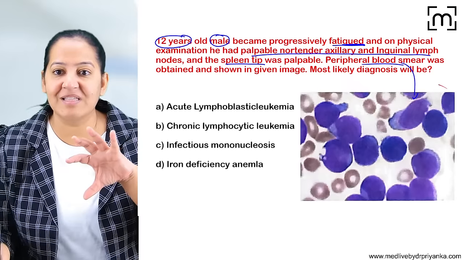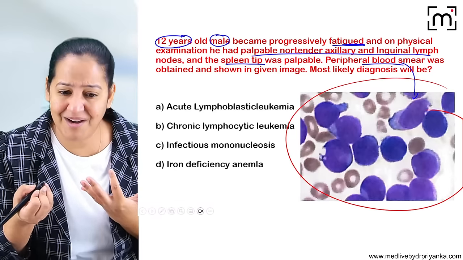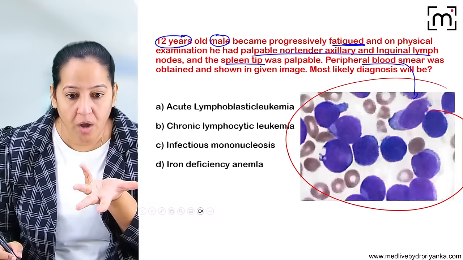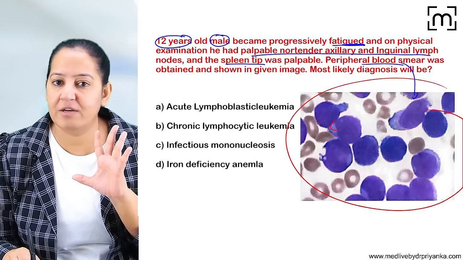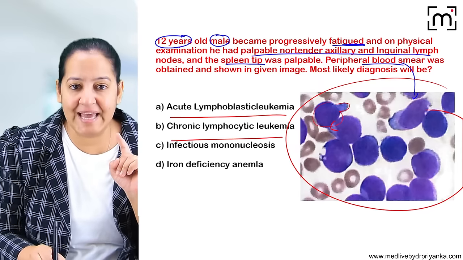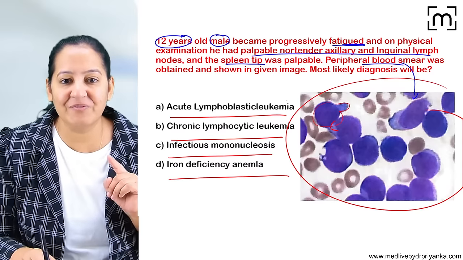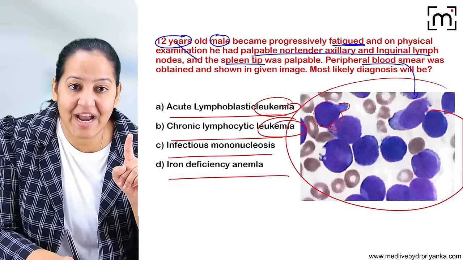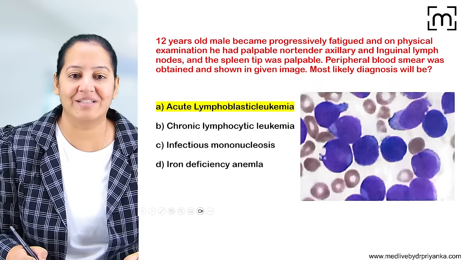In the peripheral smear, I can see all the cells look the same. School uniform appearance or snot garden party. Now try to search for the iron rod. In any of them, do you find the iron rod? No. We are finding hardly any cytoplasm. Most of them don't have any cytoplasm. They are lymphoblasts. So is the option ALL or CLL, or infectious mononucleosis or iron deficiency anemia? Of course, it's leukemia. So which leukemia? Looking at the age and the image, my diagnosis is ALL and you all are right.